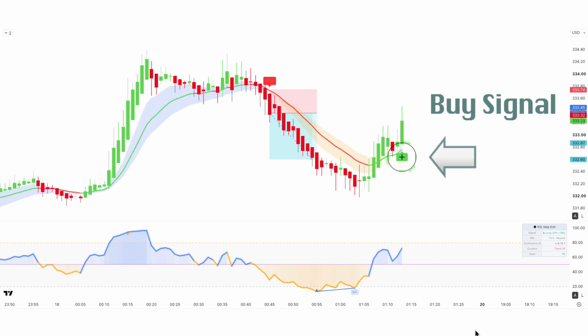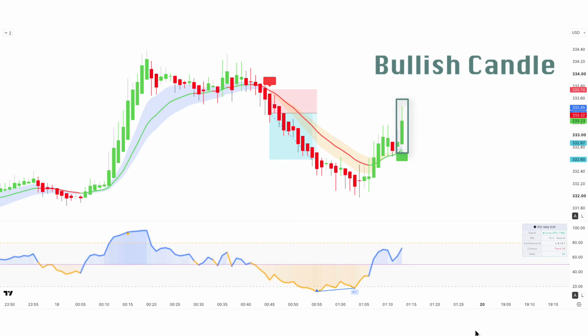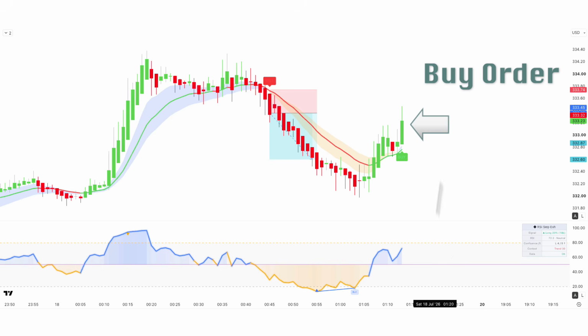Here the ANFAT May label up of this is a buy signal. Here the blue line of RSI sequential exhaustion is above the zero line. Here the market has made a bullish candle to give confirmation. So all our conditions are being fulfilled, so we are placing an order to buy.